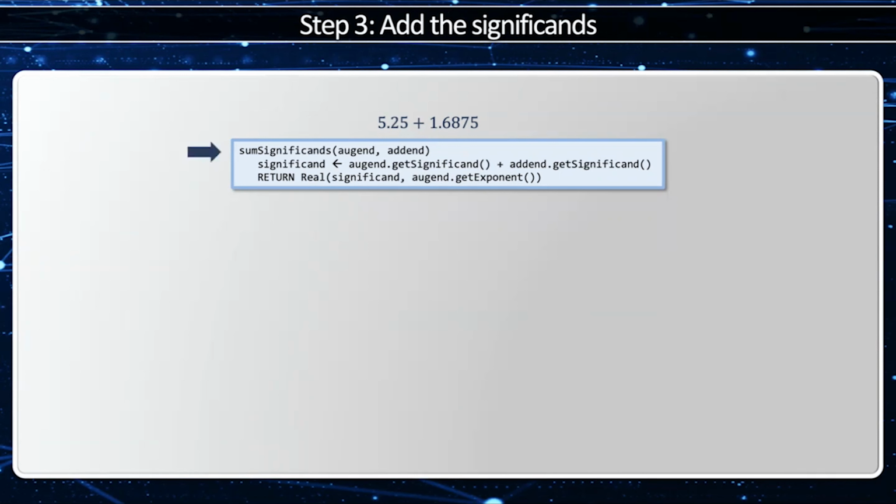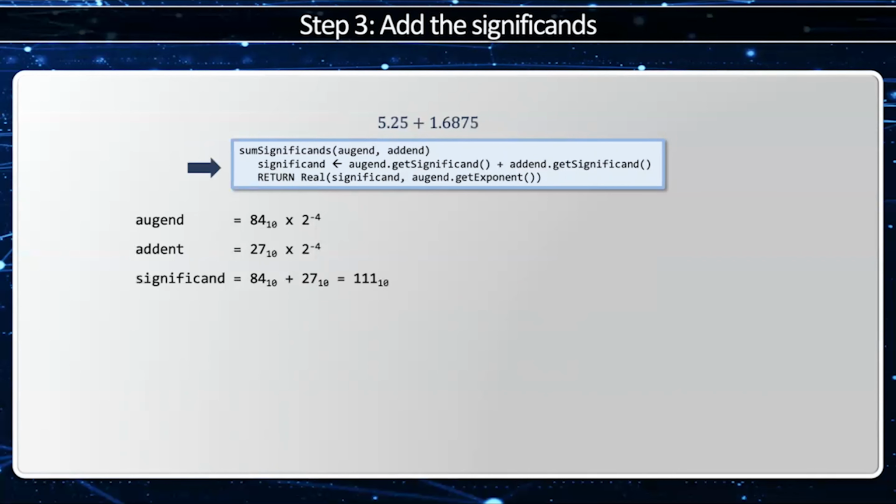So let's walk through this. My sum significand will take the augend, which is going to be 84 base 10 times 2 to the -4, and this is my whole number version of my significand, my whole number version of my exponent. My addend will be 27 base 10 times 2 to the -4. I didn't change this one. I only changed the augend. I'm going to add the significands, which is going to be get significand of my augend, which is 84 base 10, plus get significand of my addend, which is 27 base 10, which is going to be 111 base 10. And then I'm going to return the results, which is a real number of 111 base 10 times 2 to the -4 base 10.